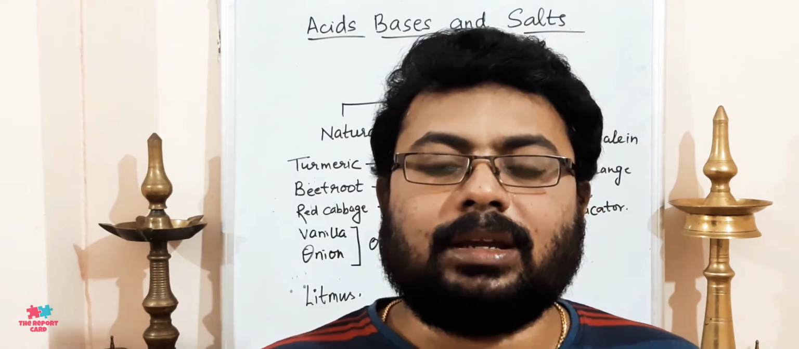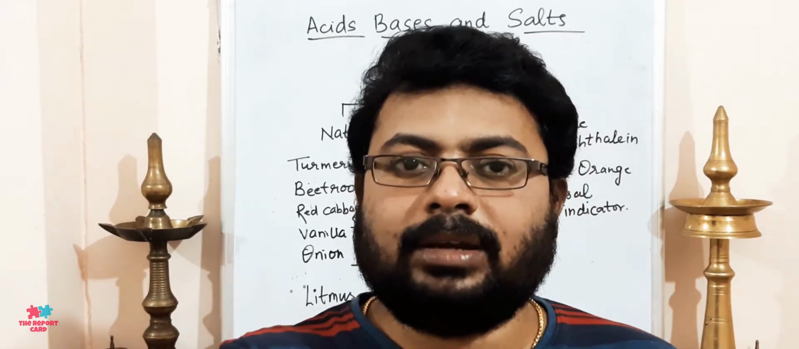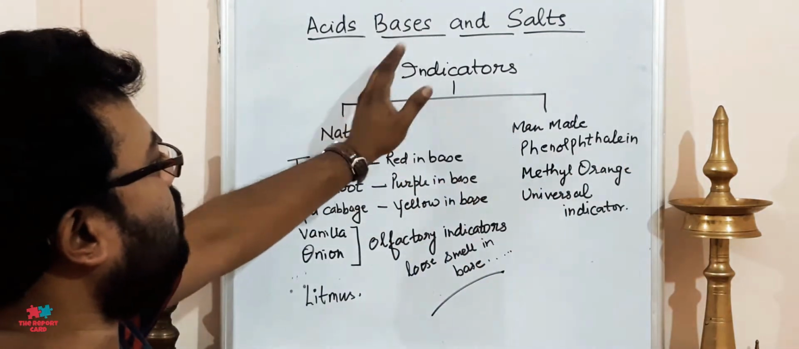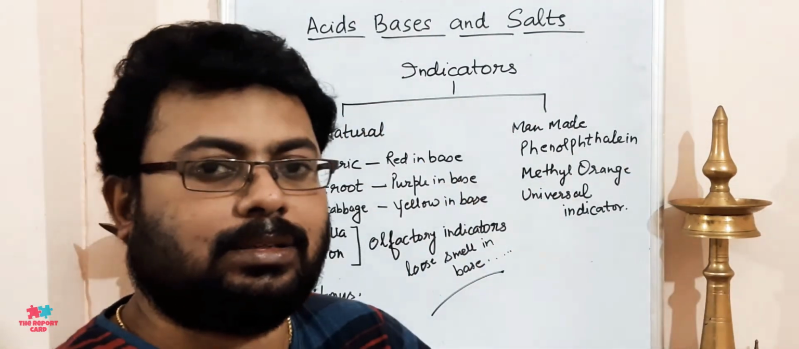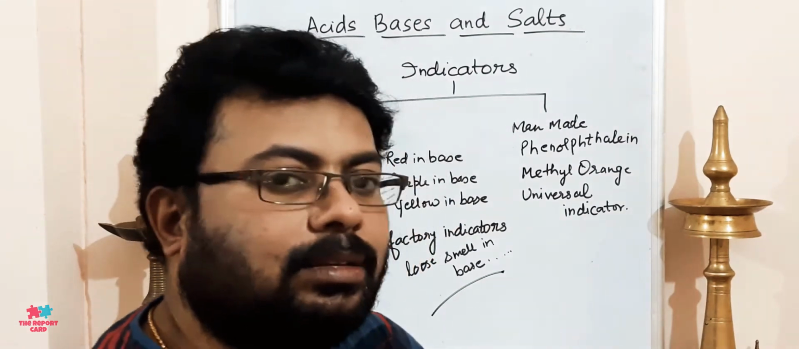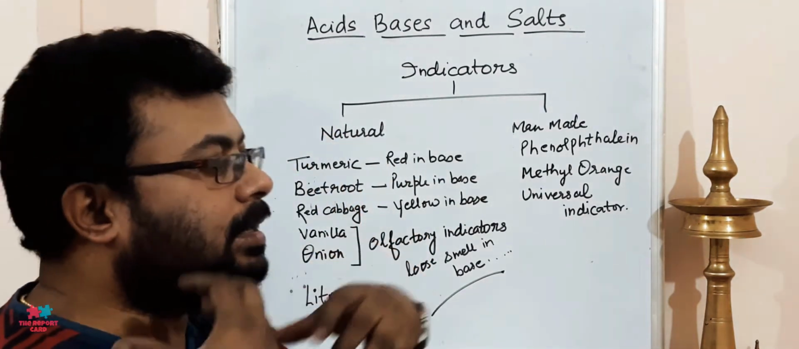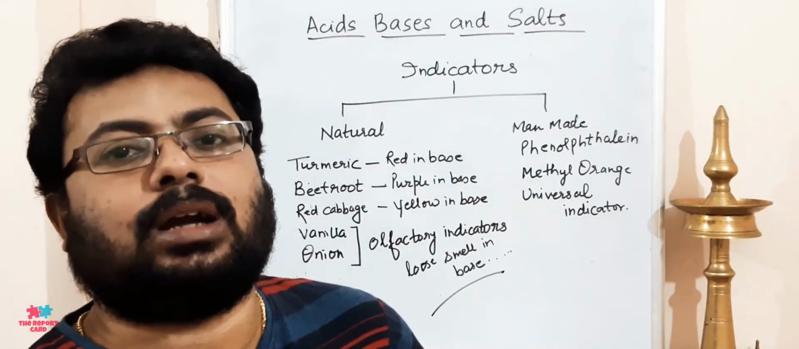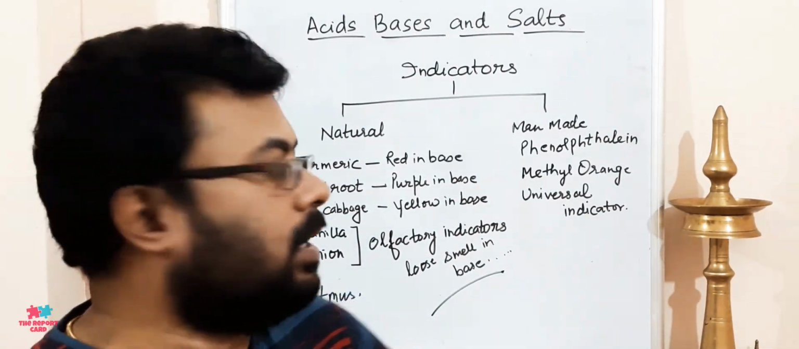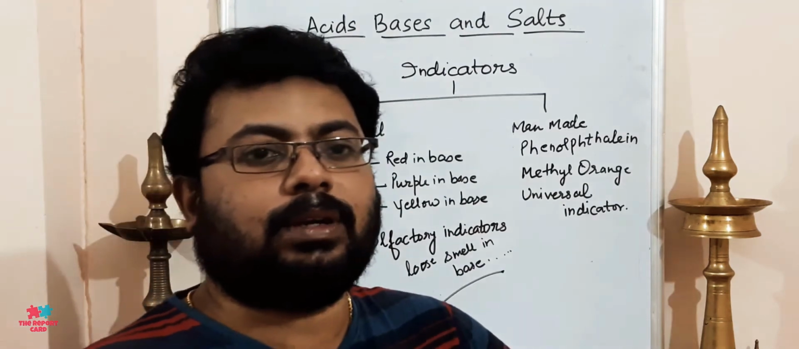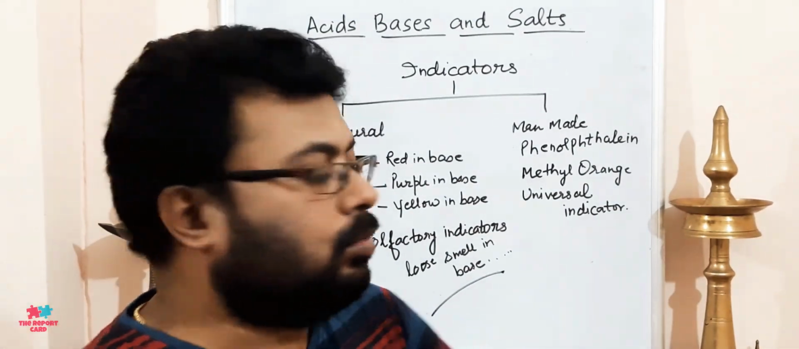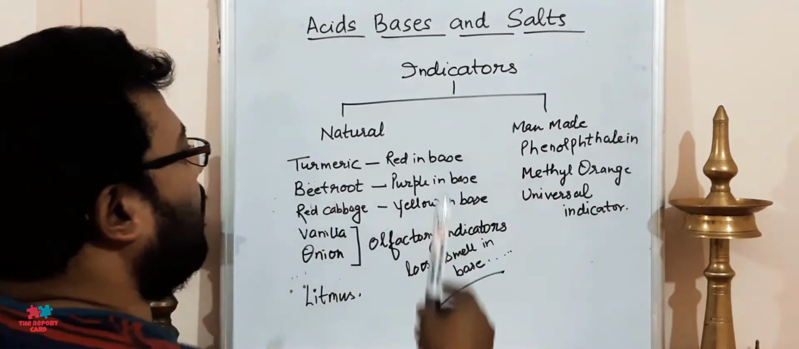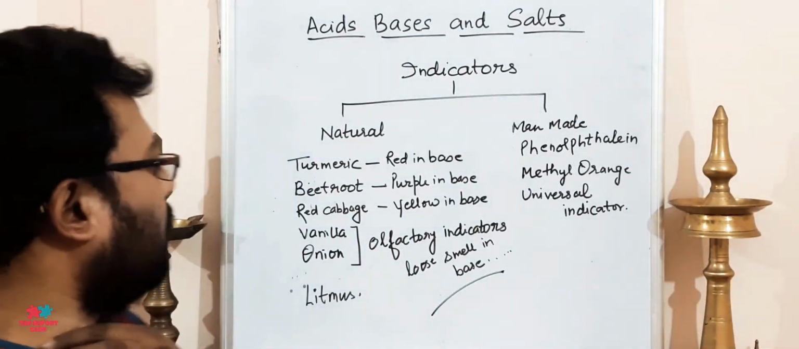We basically find out whether something is an acid or a base with the help of substances called indicators. Now these indicators identify an acid or a base by changing their original color in acids or bases, or they might even change their smell. So when we talk about indicators, we have two types of indicators, natural and man-made indicators.